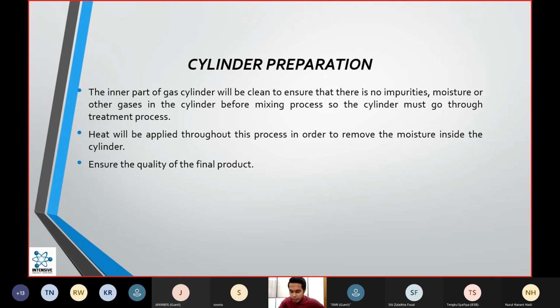Moisture or other impurities may result in low quality calibration gas because of chemical reaction inside the cylinder. So it is crucial to vacuum out and vaporize any moisture inside the cylinder after valve installation. This step is a crucial one because we want to make sure the surface inside the cylinder is very clean before we mix the gas and there is no moisture inside the cylinder, because when a chemical reaction happens, the concentration of the gases may decrease and it will not become a quality gas.